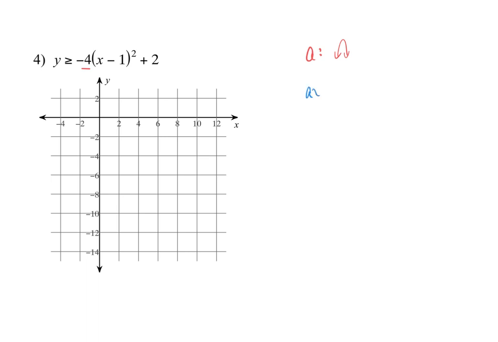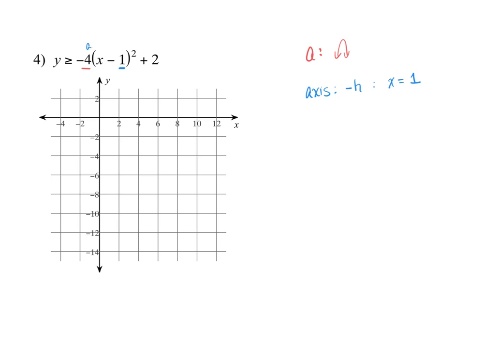My axis, I don't actually have to calculate. My axis is the h value. And if you recall, it's opposite of what you see. It's always going to be the opposite of what you see inside of there. Technically, in the formula, it's already minus h, and that's why you use the opposite of what you see. So in this case, I see a negative 1, but my axis is actually going to be x equals positive 1.